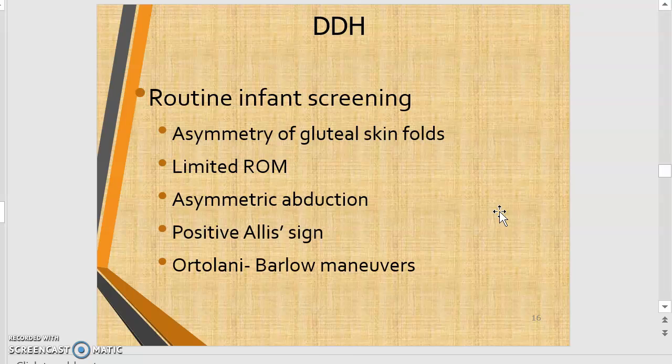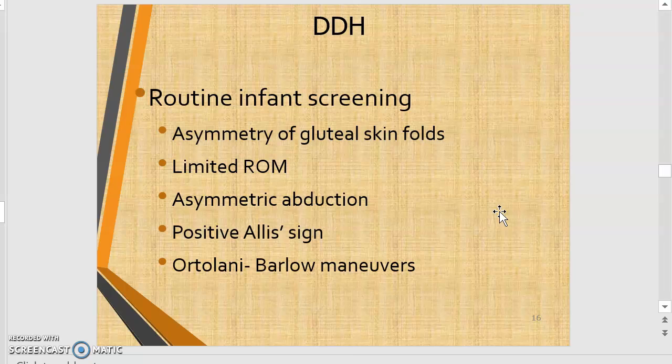It's basically a test they do. They flex the infant's knees when they're lying down. So they lie the infant down supine position, flex the knees so that the feet touch the surface and the ankles touch the buttocks. And then if the knees are not level, so they're looking at the height of the knees in this position, that could indicate a congenital hip malformation.